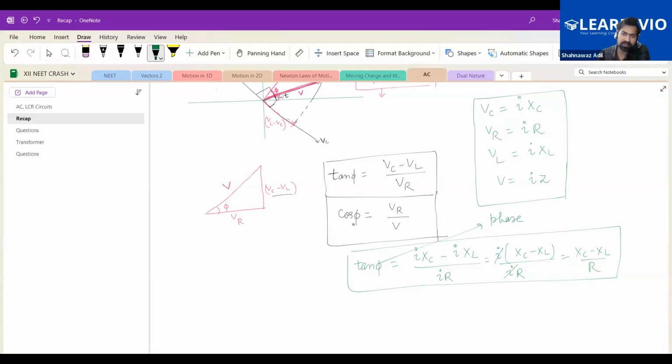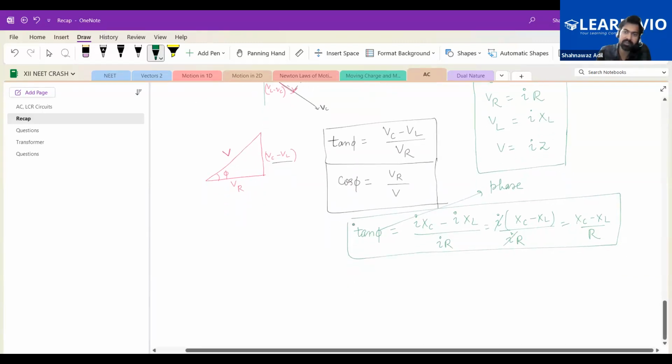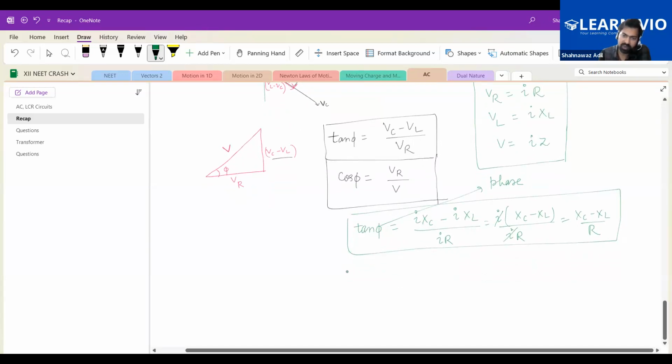Then cos phi. Why is cos phi important? Because cos phi gives you the power factor. So power factor is cos phi, and this is VR, which is IR, and V, which is IZ. So the I gets cancelled, and cos phi is simply R by Z.